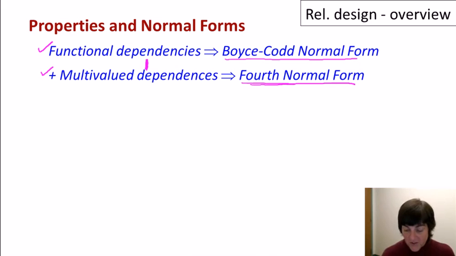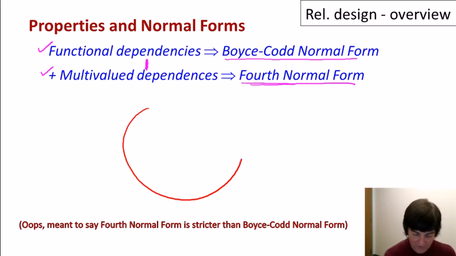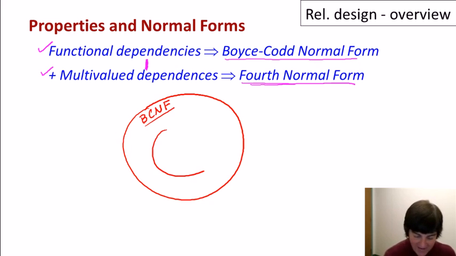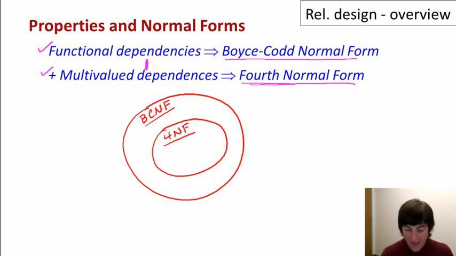Boyce-Codd normal form is stricter than fourth normal form. Specifically, if we make a big Venn diagram here of all the relational designs that satisfy Boyce-Codd normal form, which by the way is very often abbreviated BCNF, then that contains all of the relations that satisfy fourth normal form, normally abbreviated 4NF. So every relation that's in fourth normal form is also in Boyce-Codd normal form, but not vice versa.